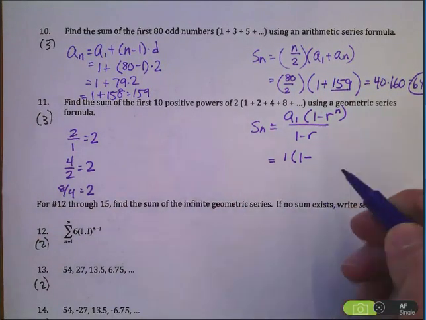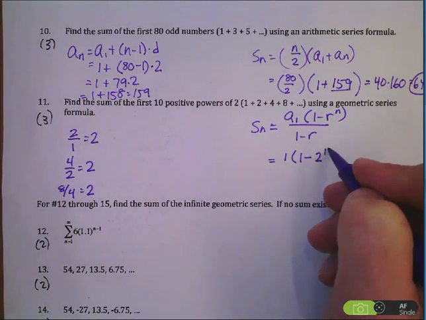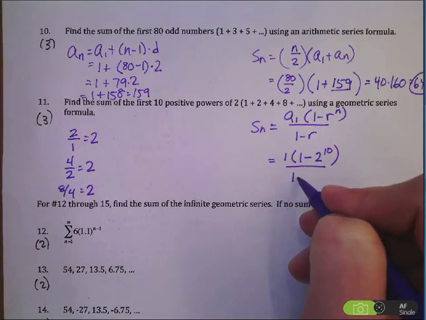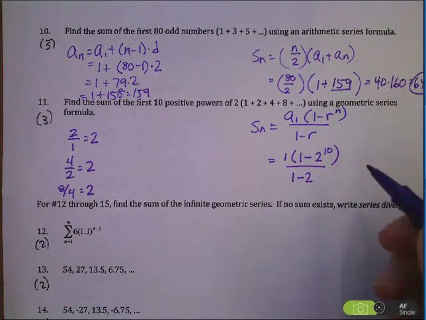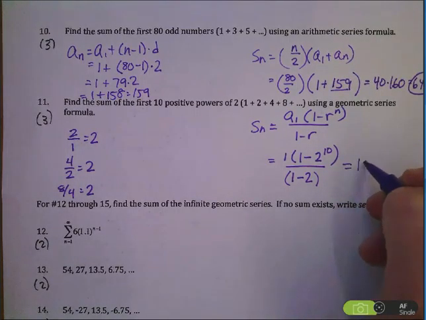That's your constant ratio. So we're going to do 1 minus 2, n is the number of terms, 10, over 1 minus r. If you type this in your calculator, make sure the denominator is in parentheses. If you do that, you should get 1,023.